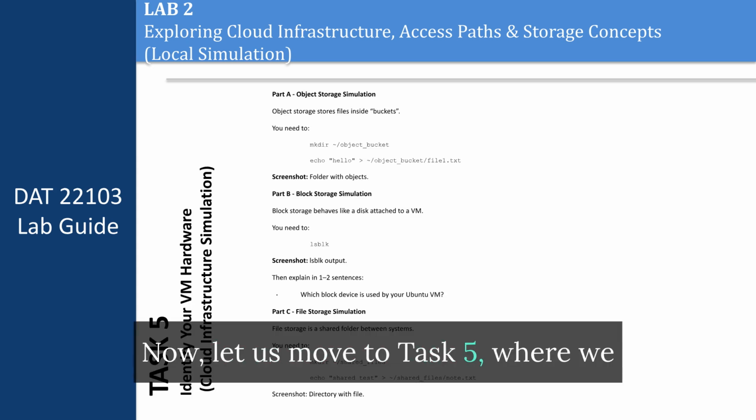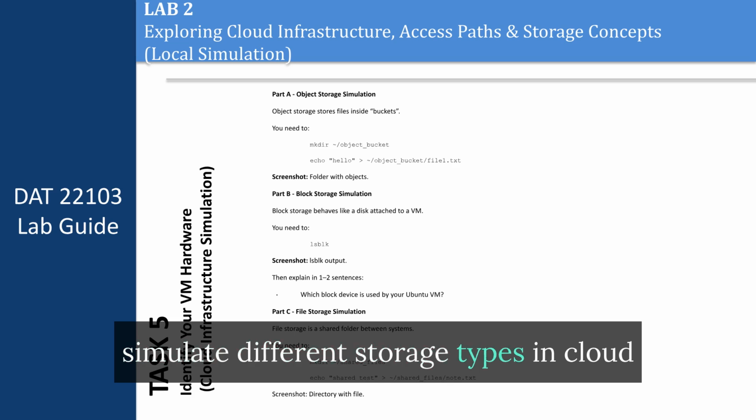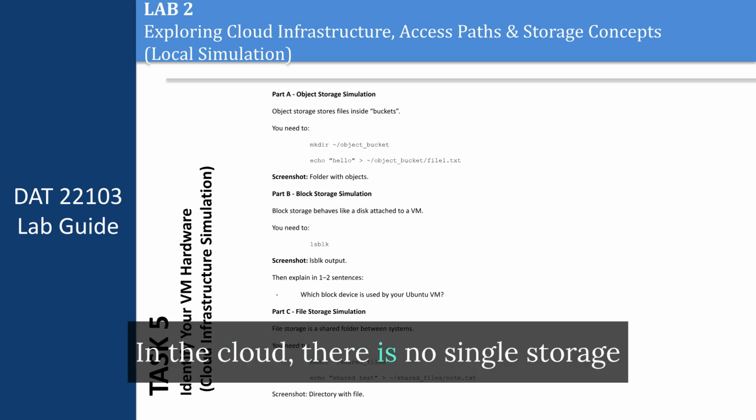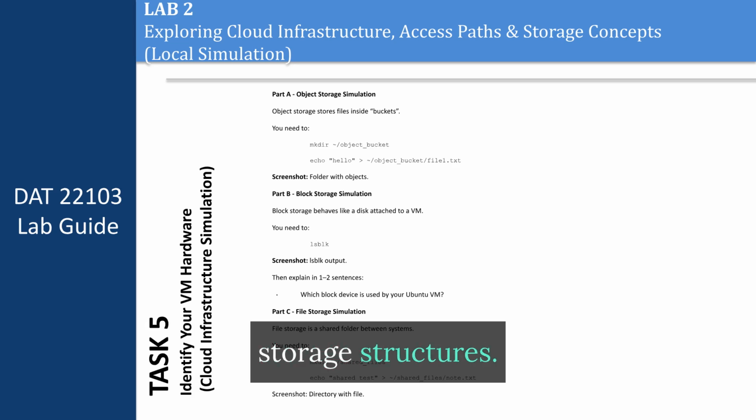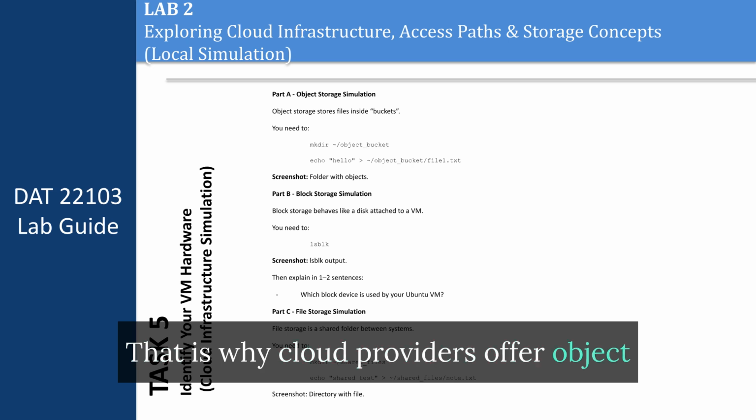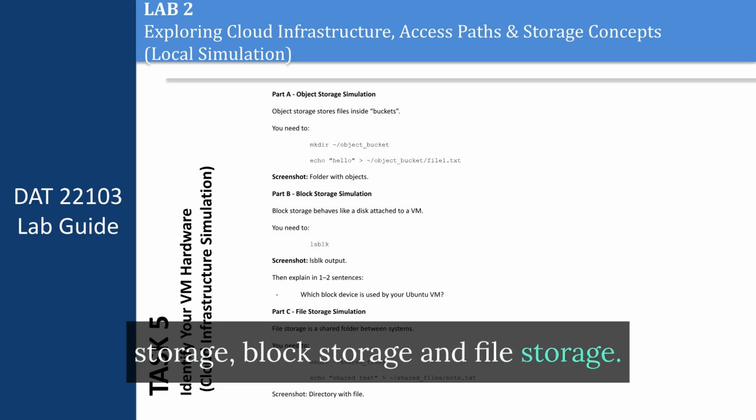Now let us move to task 5, where we simulate different storage types in cloud computing. In the cloud, there is no single storage solution. Different applications need different storage structures. That is why cloud providers offer object storage, block storage, and file storage.